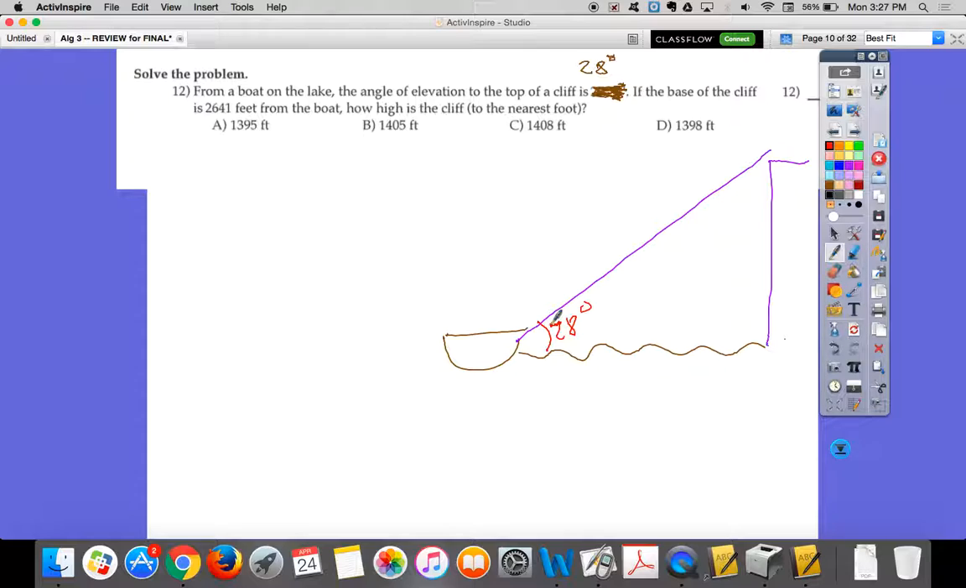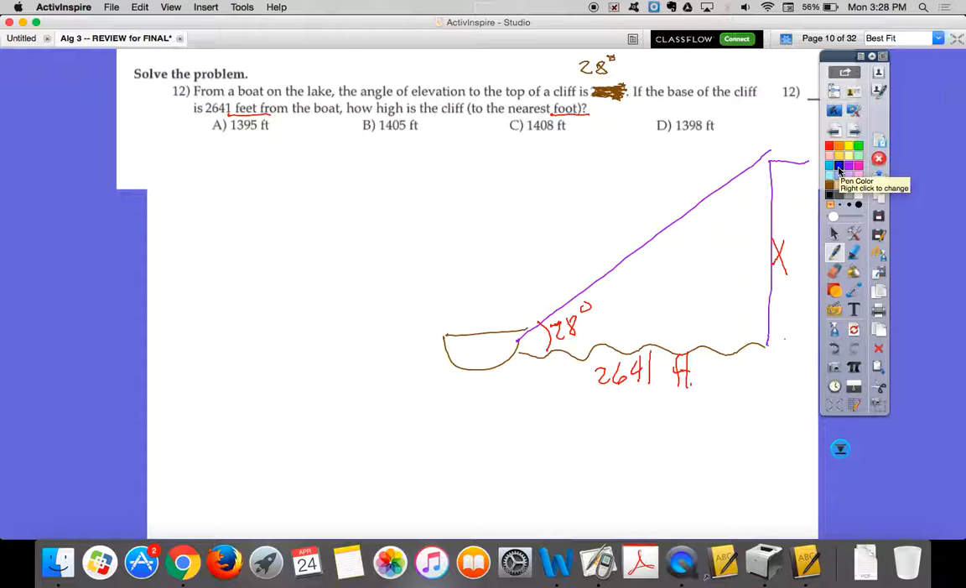And it says if the base of the cliff is 2,641 feet from the boat. So that's talking about horizontal distance. So down here, and that is in feet. How high is the cliff in feet? The good news is we match, okay? So we don't have to convert anything. We just need to solve the problem.